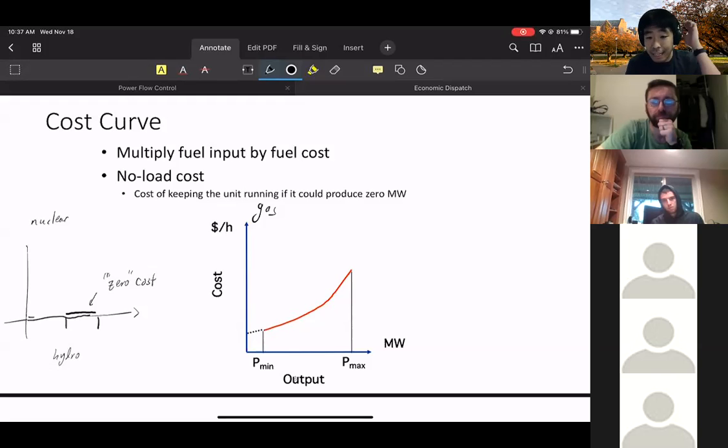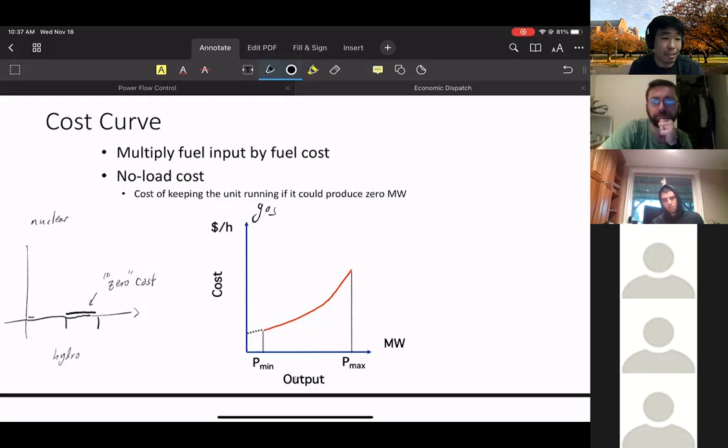Right, so that's not how, at least, it's not a flat rate. Of course you pay dollars per kilowatt hour. The question is, how do you determine the amount of dollars you should pay?